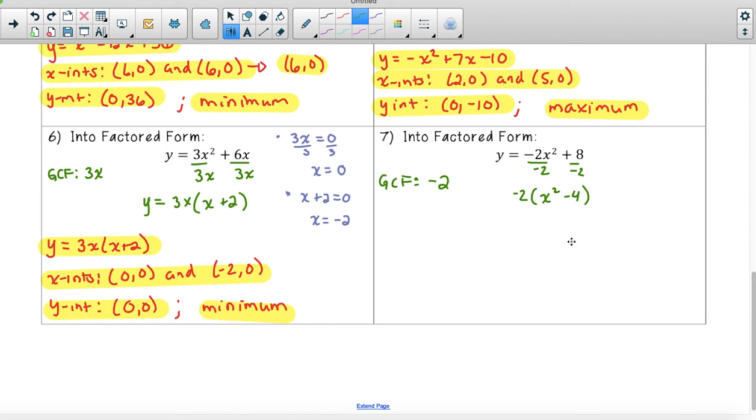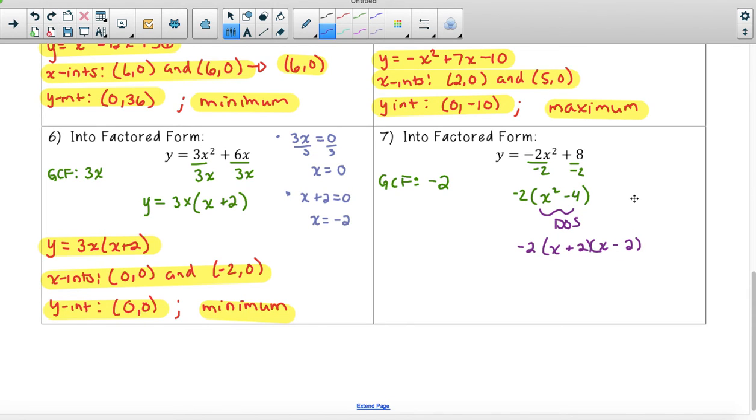We still have to determine if we can factor further by looking at the inside of the parentheses. Since there are two terms, we look for a difference of squares. x squared is a perfect square, and 4 is a perfect square. There's also a subtraction. Therefore, this is in fact a difference of squares. So this will factor automatically. This turns into negative 2 and two sets of parentheses, x and x, and then the square root of 4 is 2. We have one positive, one negative.